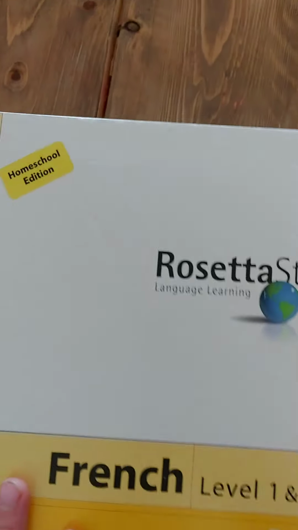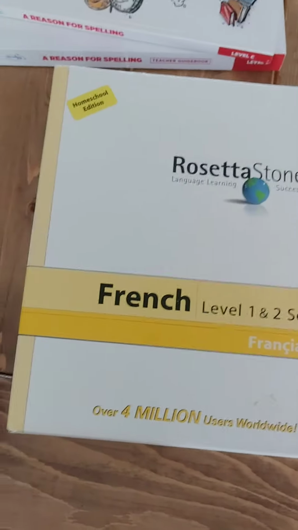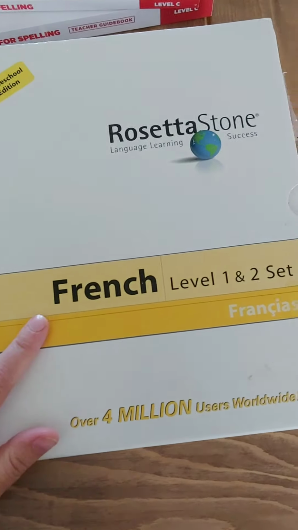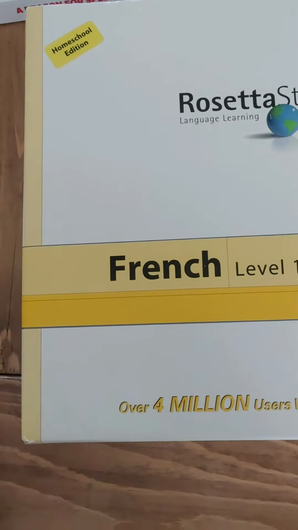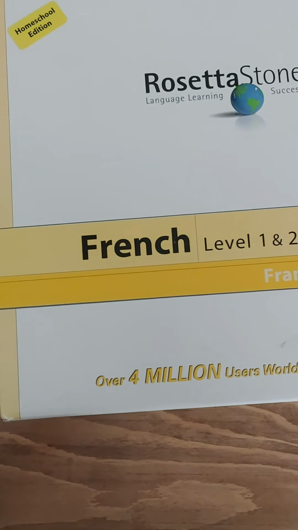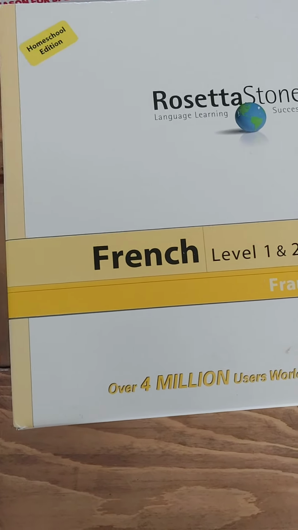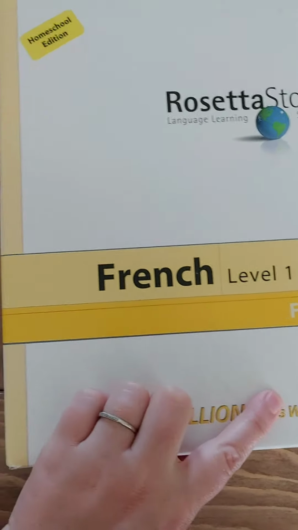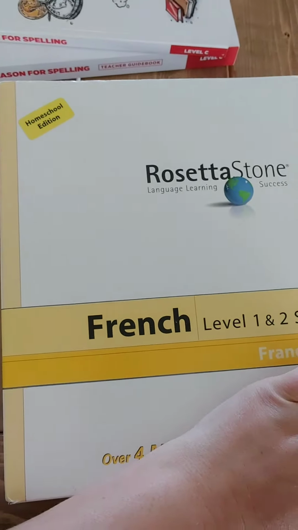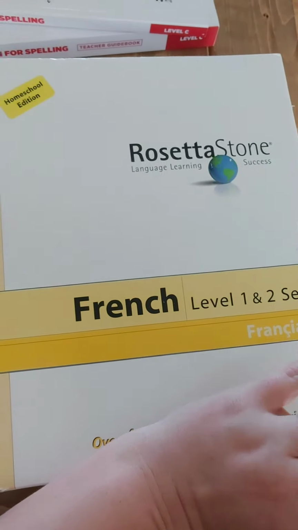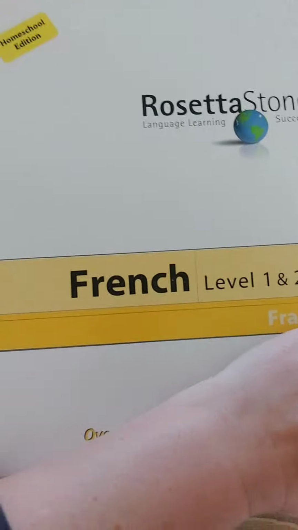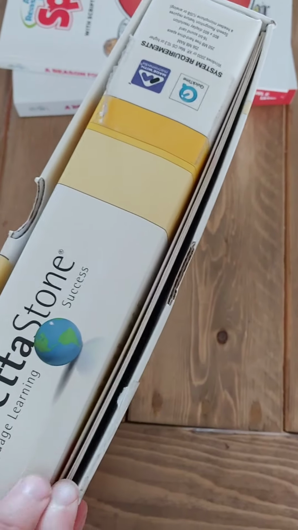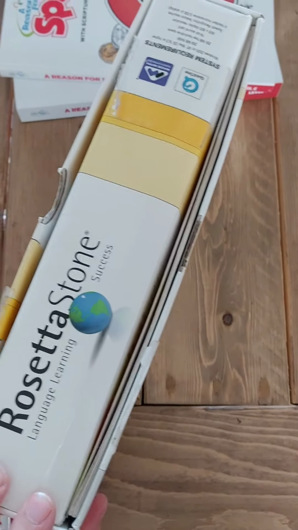One of the subjects that I really want us to get better at this year is a language. Because our province is bilingual, it's really important for us to learn French. So I got the French level 1 and 2 set. There's actually 2 notebooks or workbooks in here for my 2 oldest. And this is the homeschool edition. I got this secondhand. So yeah, we're excited to try out a language this year.